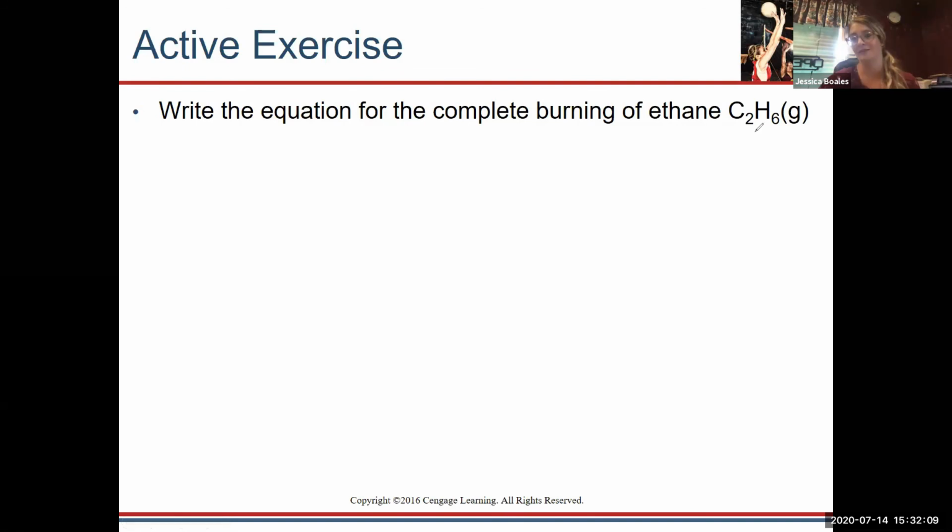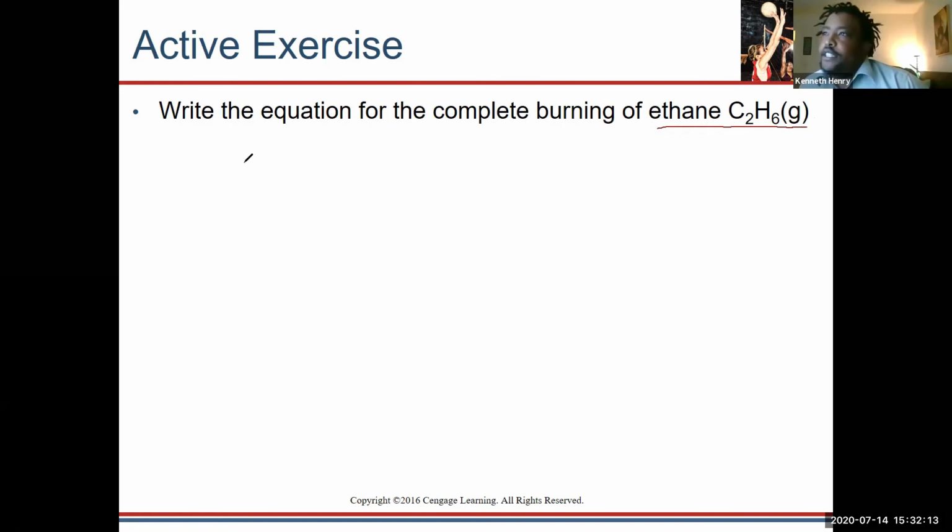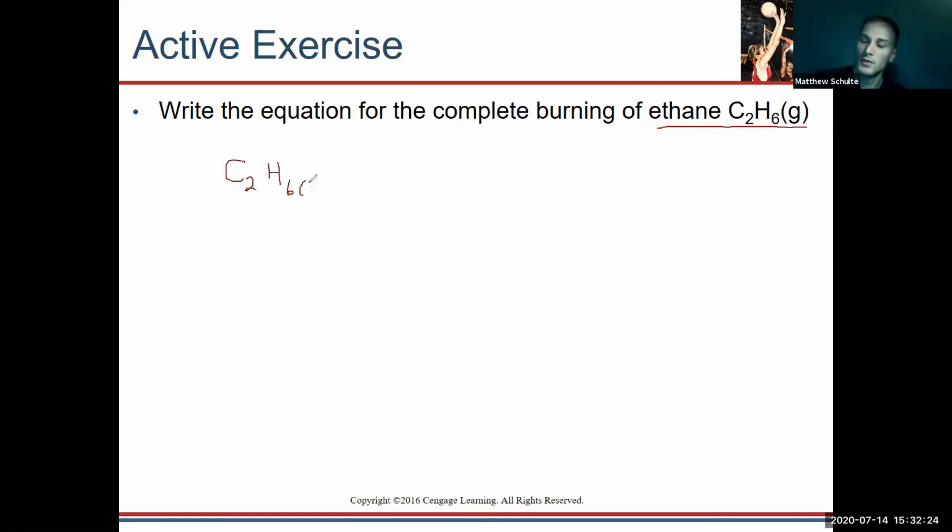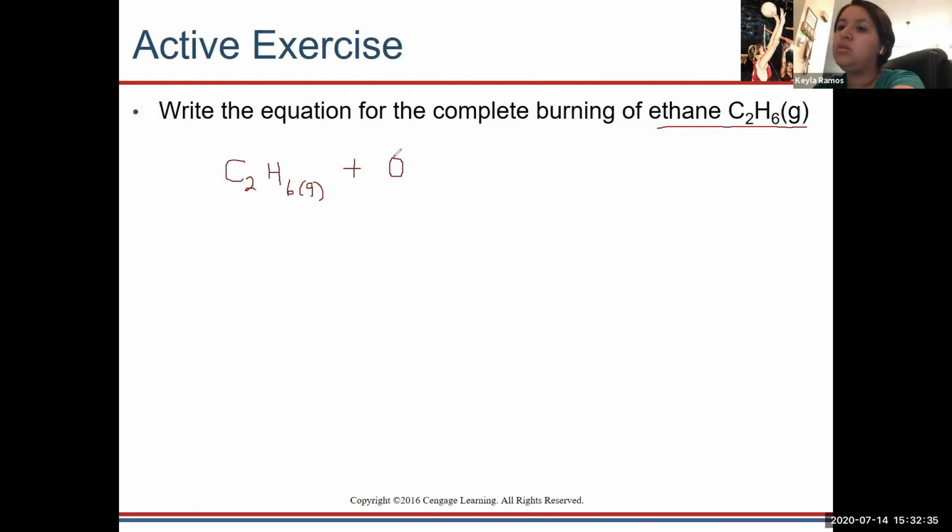Okay, what's our given? It's C2H6. Let's go ahead and put that in our equation. What else is going to be present? What's present in air that we need to breathe? Oxygen. And all reactions that require combustion or burning are going to have, guess what? Oxygen. Now what does oxygen look like? O2.